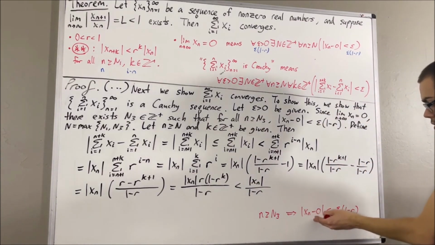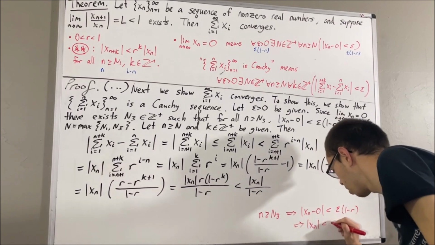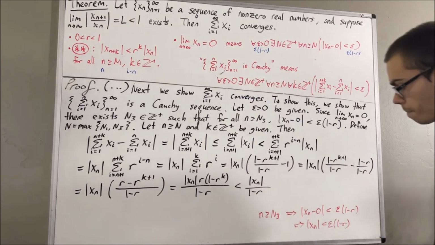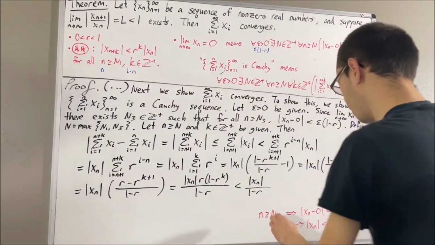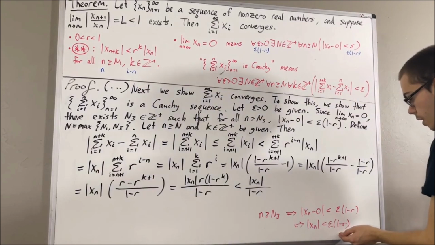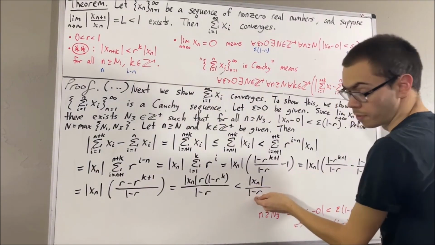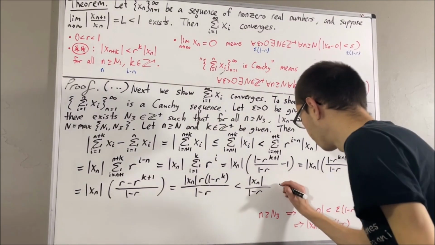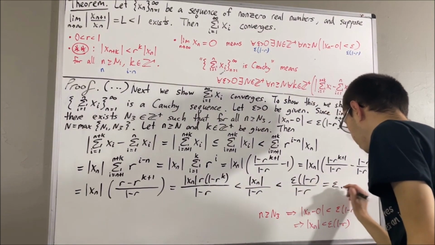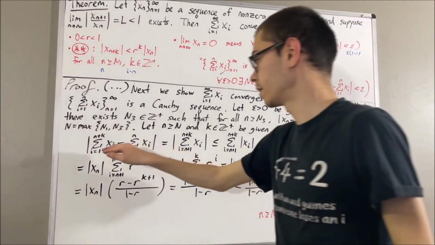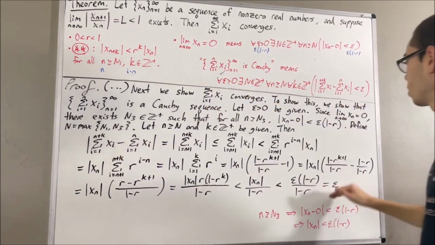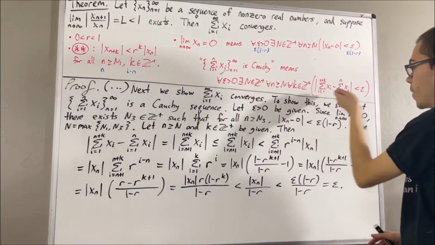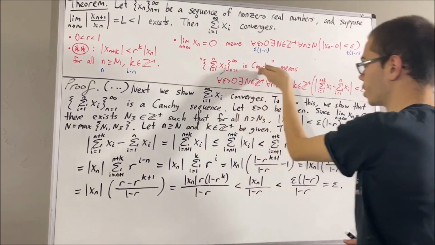Absolute value of xn minus 0 is just absolute value of xn. So we have that absolute value of xn is less than epsilon times 1 minus r. Since this inequality is true, it follows that absolute value of xn over 1 minus r is less than epsilon times 1 minus r over 1 minus r, which is equal to epsilon. And so we have shown that this guy is less than epsilon, which is exactly what we wanted to show. And that proves this statement, which means we have proven this sequence is Cauchy.